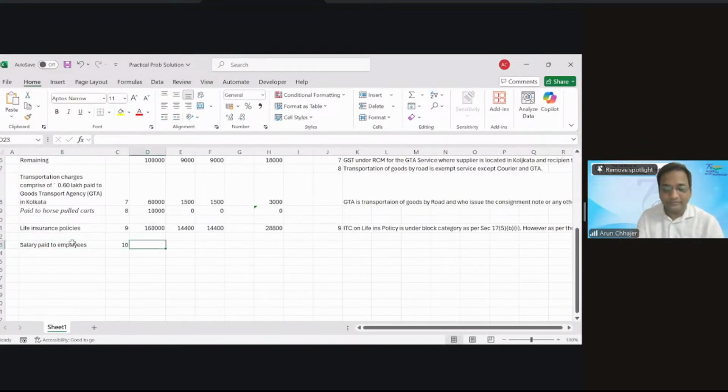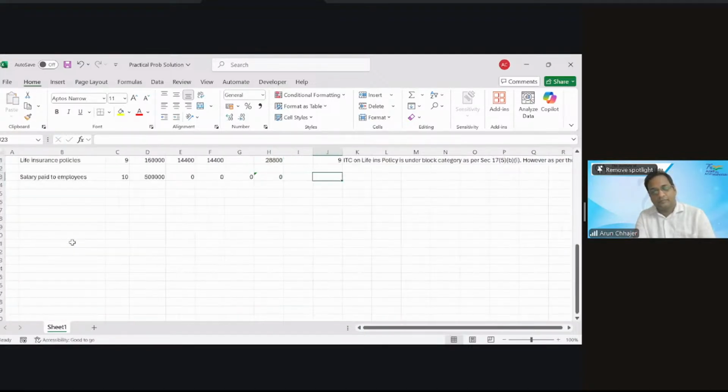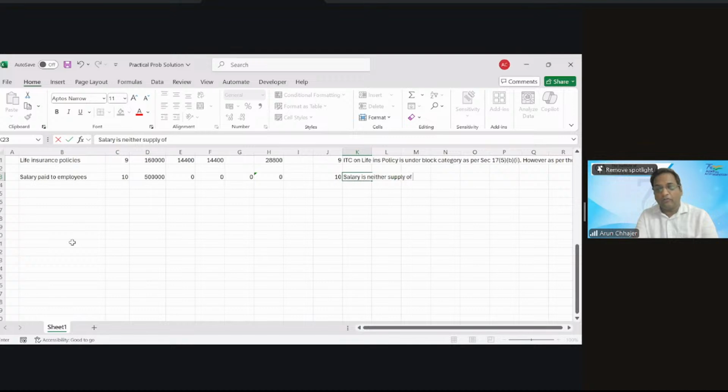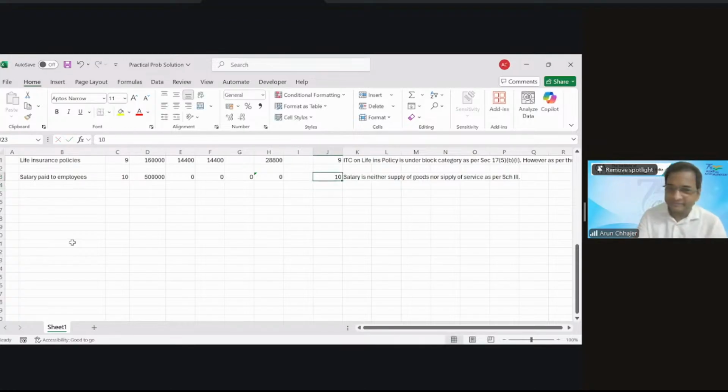Salary paid to the employee. What was the amount? 5 lakh. Salary is neither supply of goods nor supply of service as per Schedule 3. ठीक है.